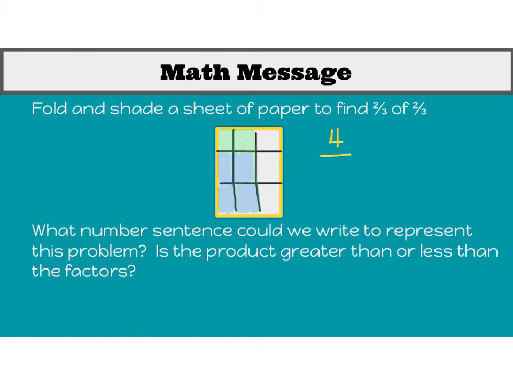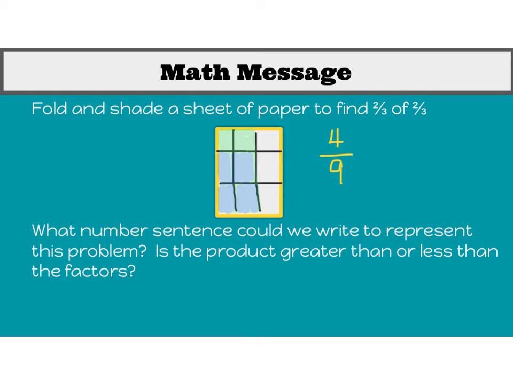And what will our denominator be? Well, we count up all of the squares. So we have 3, 6, 9. So my denominator is 9. So 2/3 of 2/3 is 4/9.